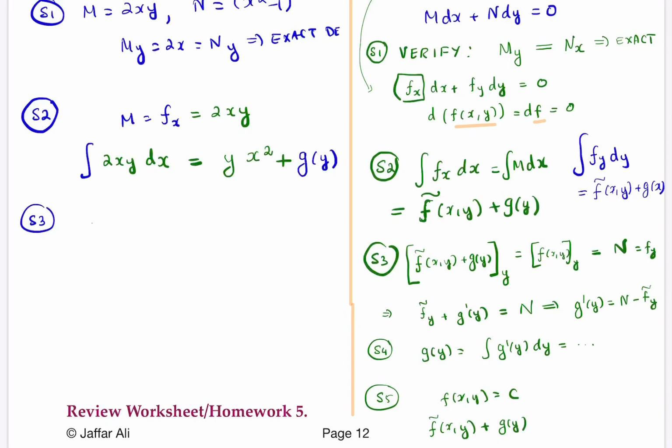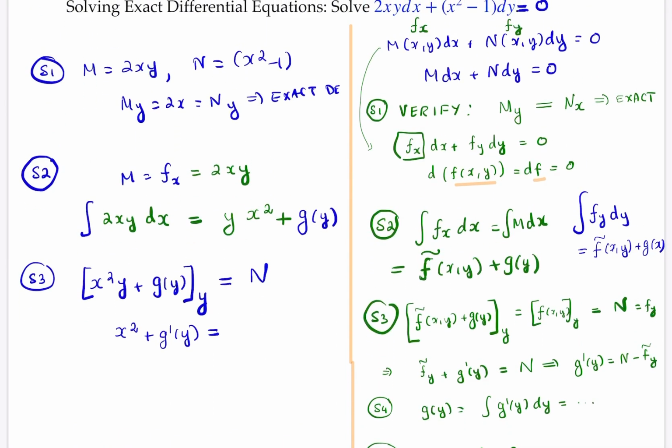I'm going to take the x squared y plus g of y, find the derivative of that with respect to y, and set it equal to N. When I do that, you would agree with me that the left hand side is simply x squared plus g prime of y, which is equal to my N right there, x squared minus 1. If you bring it out over here, what I'm going to have is x squared minus 1.